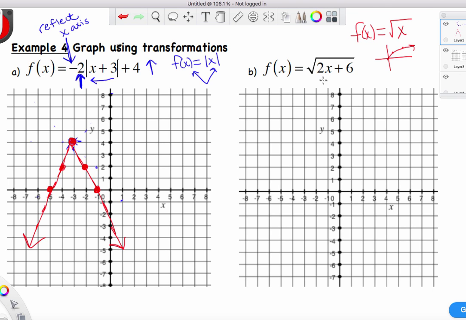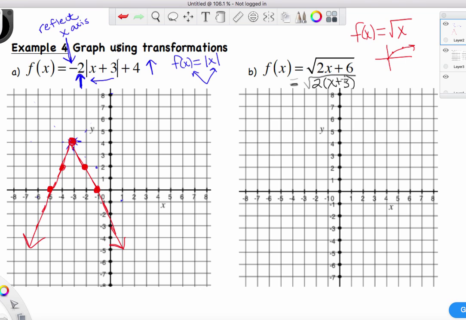When you have a number that is inside your function being multiplied, you need to make sure that you get that x term to just be plain old x. You need to make sure that you factor out the 2 off of the x that's here. And so we're going to rewrite our function with that 2 factored out. So you're going to have 2 times the quantity x plus 3.